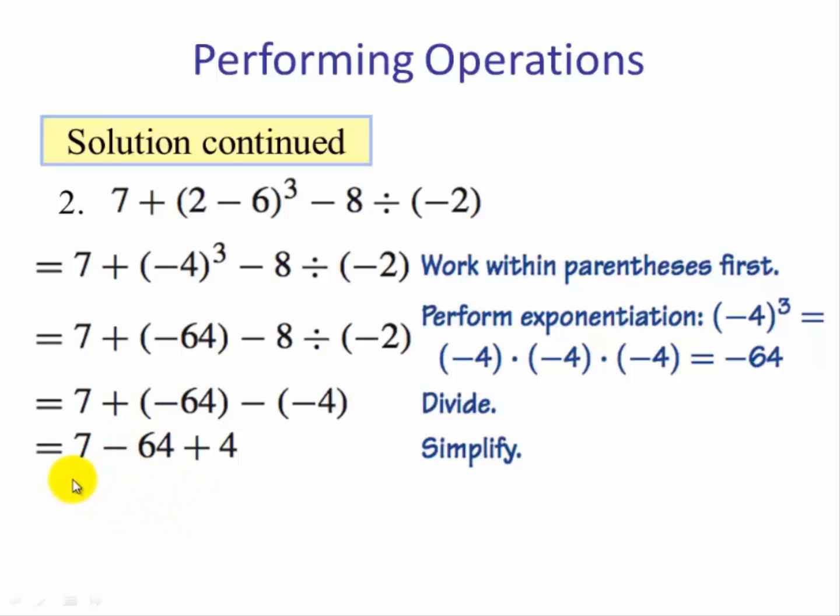So now going from left to right, we would subtract first, then add. 7 minus 64 is negative 57. Then we add 4, and we have a negative 53.